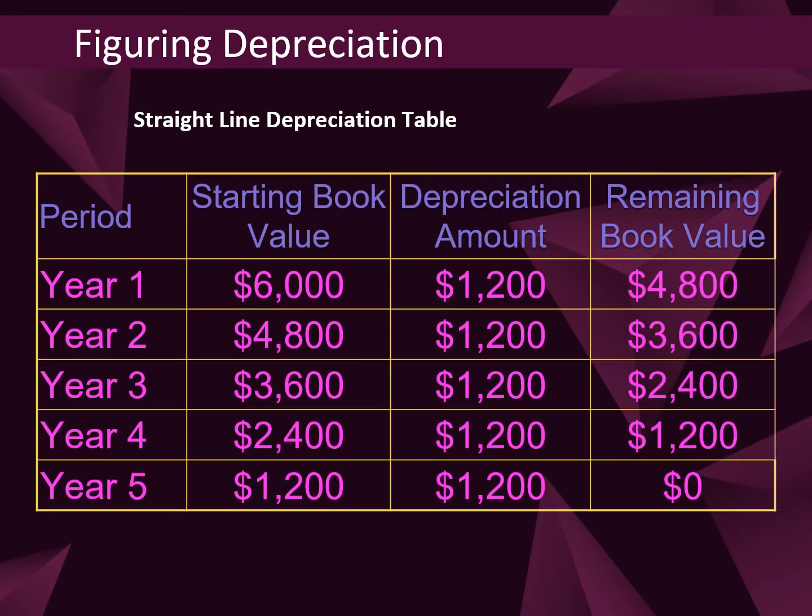So first, let's look at straight line depreciation. If we start out, we've got a value of $6,000 and we depreciate it by $1,200. So that results in $4,800. Then we carry that over to year two, depreciate it by $1,200, and we get $3,600. And we do that year after year, as you can see, and we carry it over till it reaches a $0 amount.